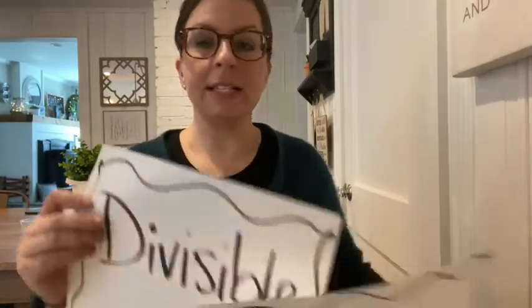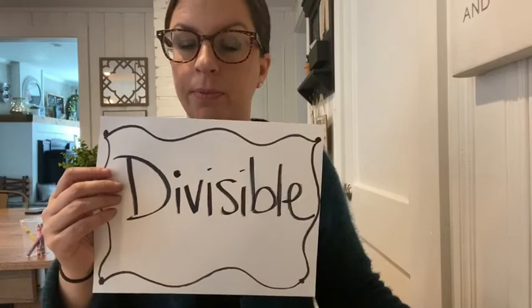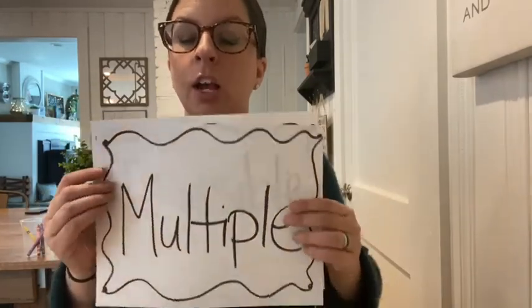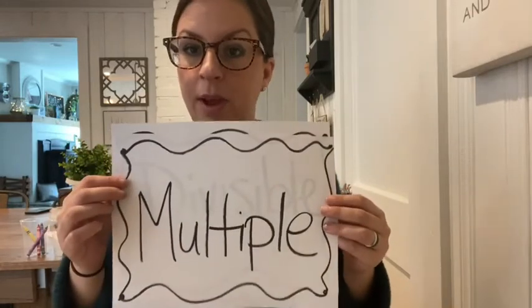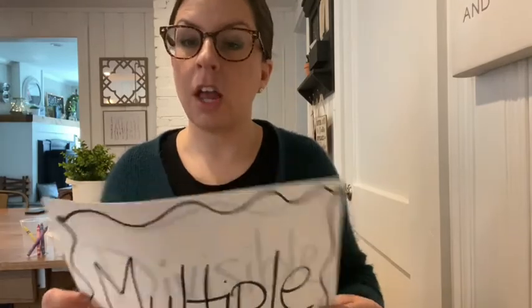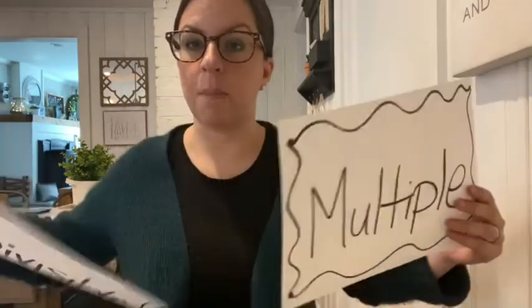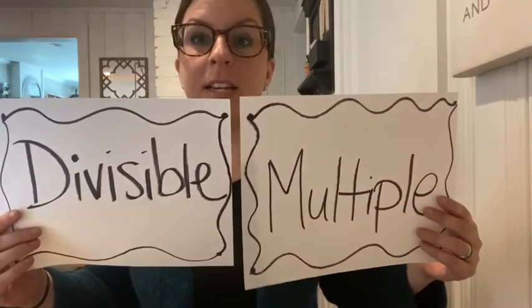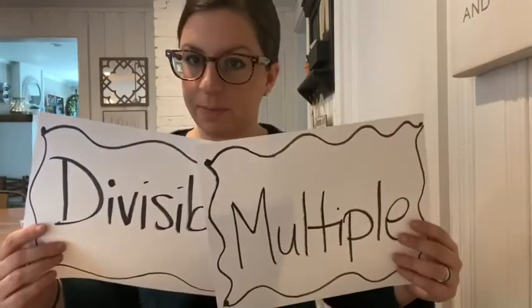So all we're looking at is basically the opposite of our other lesson with remainders. If something is divisible by a number, that means it goes in evenly. Or if something is a multiple of a number, it goes in evenly. If something has a remainder, it is not a multiple or divisible by that number, because it does not go in evenly.